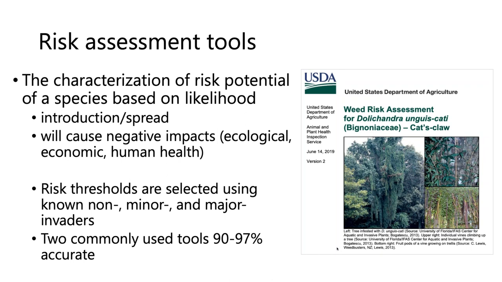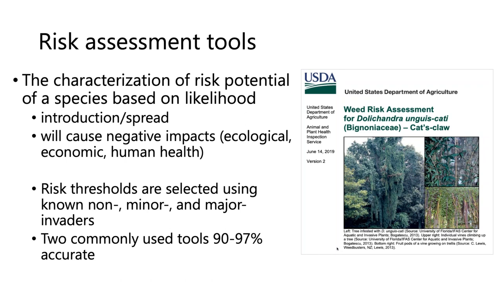And then for these tools, risk thresholds are selected using known non-invaders, minor invaders, and major invaders. So if you've got a tool that you want to determine what those cutoffs are, you're going to put a bunch of species that you already know that invasion status. Put them through that tool, and then where those species fall out helps you determine those thresholds.